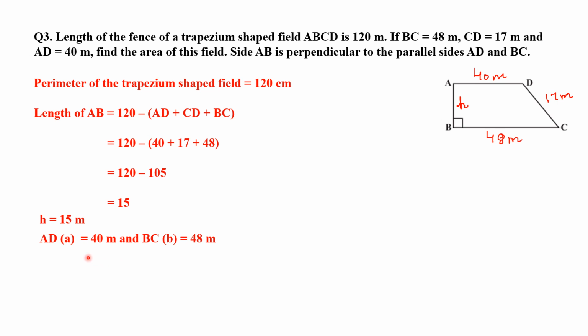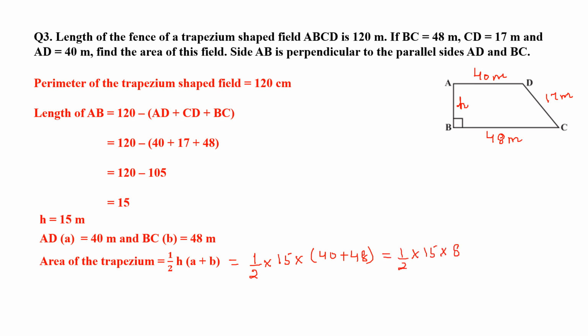So now the parallel sides a is 40 and b is 48. Now I'm going to put all the values in the formula, which is half into h into (a plus b). So it will be half into height 15 and the parallel sides are 40 and 48, and sum of 40 and 48 will be 88, right? And now I am going to reduce it with 2. So 2 times 1, 2 times 44, and 15 into 44 will give me 660 meter square. So this is the area of the field.